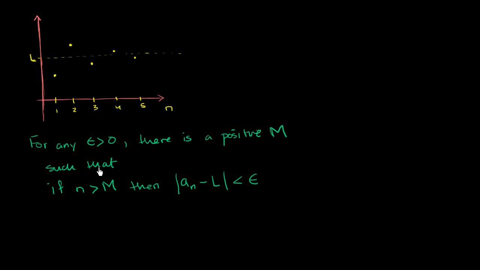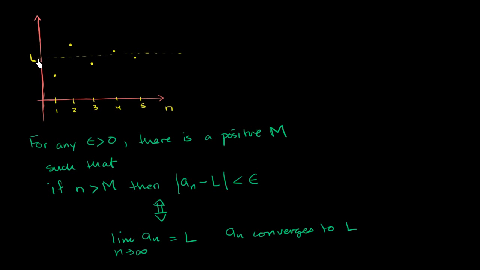If you can do this for any epsilon greater than 0, there's a positive M such that if n is greater than M, then the distance between a sub n and our limit is less than epsilon, then we can say that the limit of a sub n as n approaches infinity is equal to L, and we can say that a sub n converges to L.